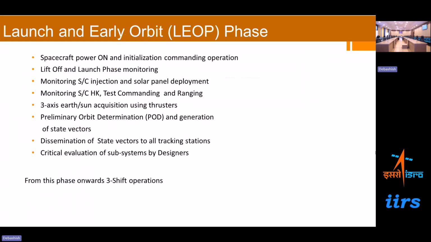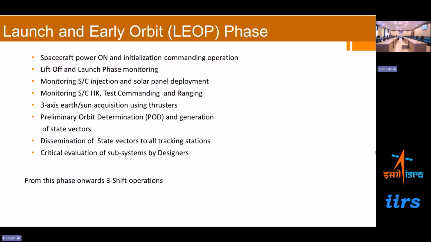So the final launch vehicle module, where the spacecraft is attached, injects the spacecraft, and the solar panel will be deployed after the injection. Then, in parallel, we'll be monitoring the HK, and the commanding will be done, and the ranging will be done.